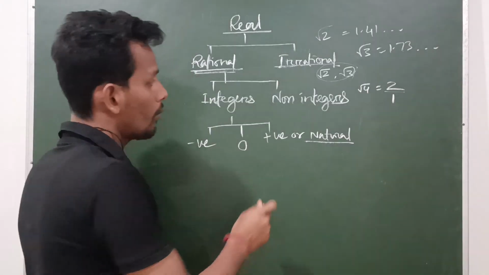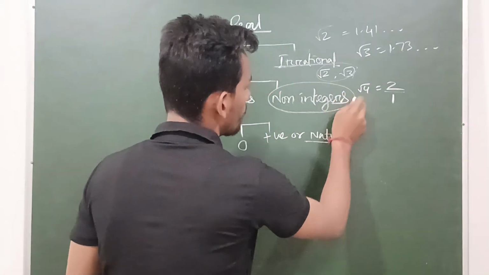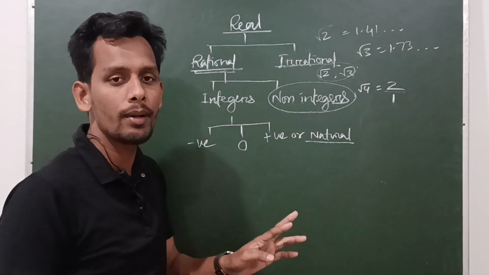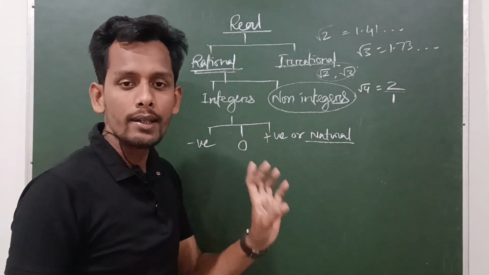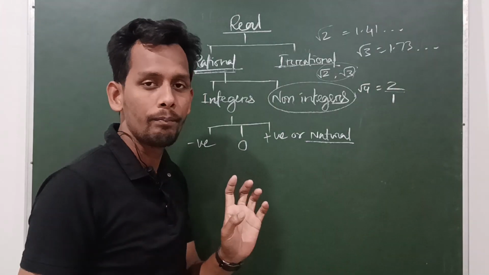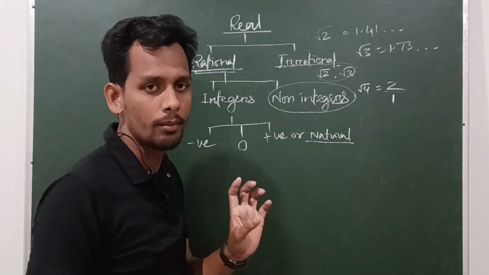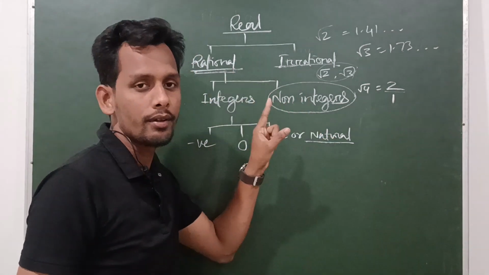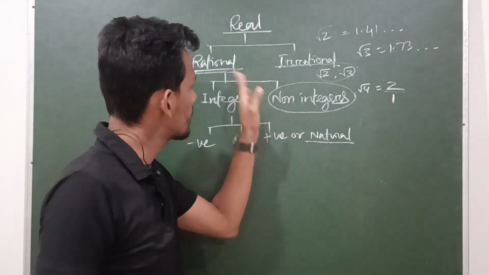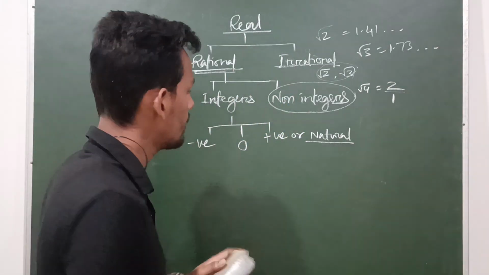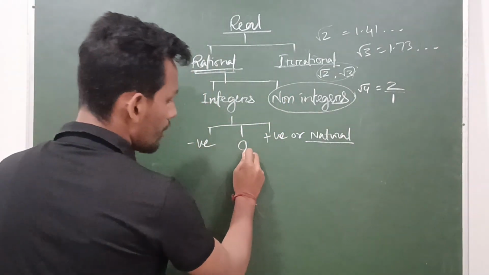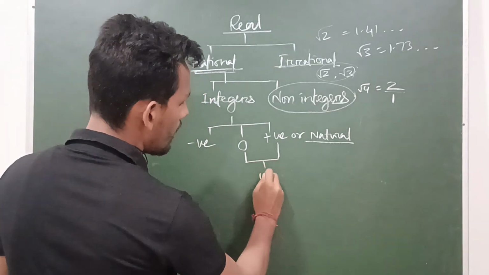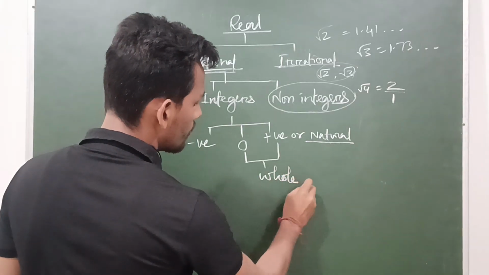Now, what are non-integers? See, all the integers are rational numbers: -1, -2, +1, +2, 0. But the fractions are also rational numbers. So those fractions which are rational numbers are called non-integers. They are not integers, but they are inside the rational numbers. Clear? Now next, 0 and positive numbers, we can say they are whole numbers.